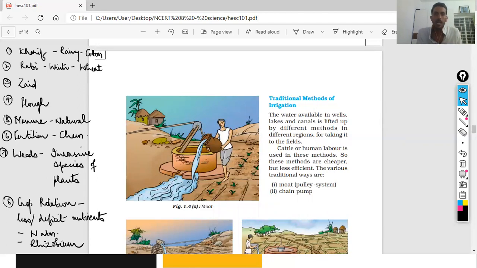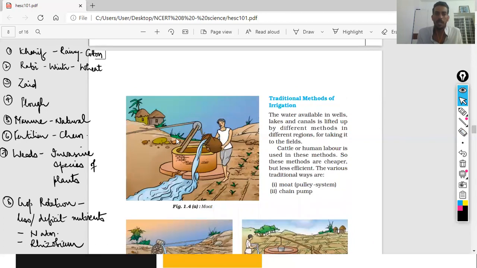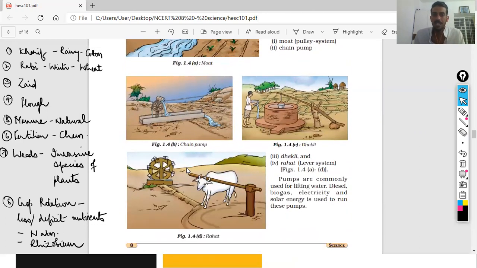Now, there are different irrigation methods that we have seen since ages. The first one is a moat, wherein a human is directly adding water to the soil. He's pulling it from the well. The second variant we have is a chain pump. This is a bit semi-automatic. Then we have Dekli followed by Rahat.